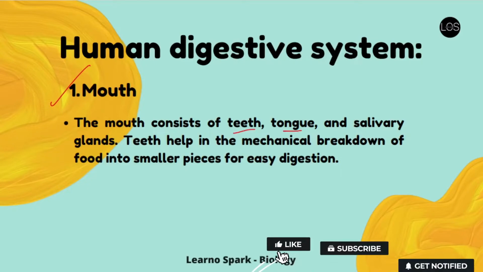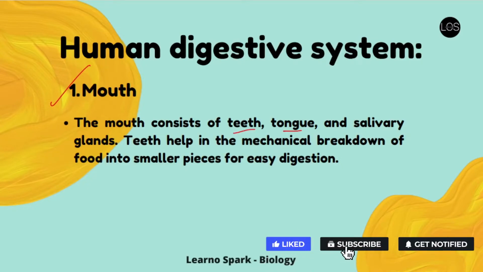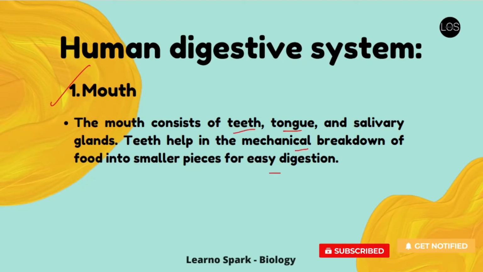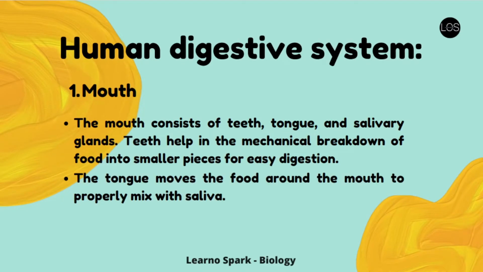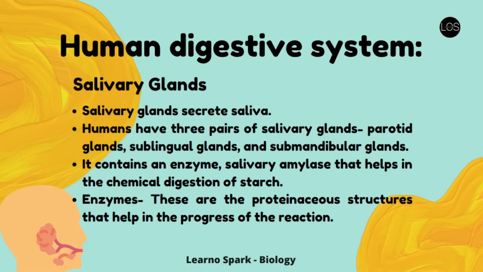tongue and salivary glands. Teeth help in the mechanical breakdown of food into smaller pieces for easy digestion. So if we talk about digestion, digestion is of two types: mechanical digestion and enzymatic digestion. Mechanical digestion takes place with the help of teeth, and if we talk about enzymatic or chemical digestion, it takes place with the help of enzymes. And if we talk about the function of tongue, this is really helpful in mixing the food with saliva so that saliva can act on it.